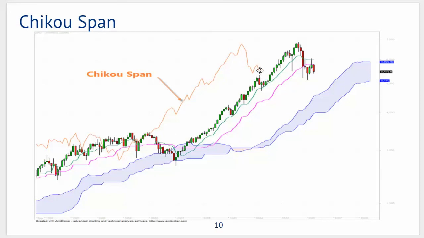It's the orange line here, and it's very simple. It's basically the closing price shifted backwards 26 periods, and what we're doing here by comparing that to the corresponding price action, we're comparing the close of now to 26 periods ago. So it's a very clever way of doing it, and what it actually represents is momentum, because momentum is the current close minus the close of X periods ago, and in this case 26 periods ago, and that represents momentum.